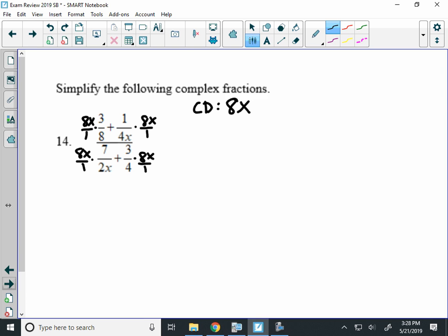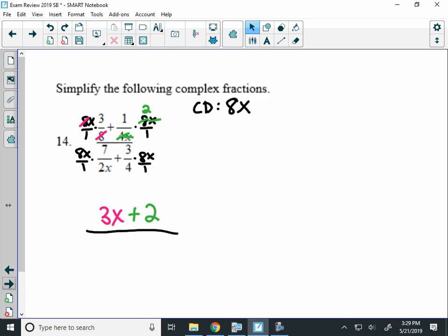Alright, now let's simplify. I'm going to rewrite this a little bit. When I multiply by 8x, there's 3 over 8. The 8's go away. So all you're left with there is x. X times 3 is 3x. I'm going to do this one step at a time. Now top right, the x's will cancel. 8 over 4 cancels to be 2 over 1. So plus 1 times 2, which is 2.